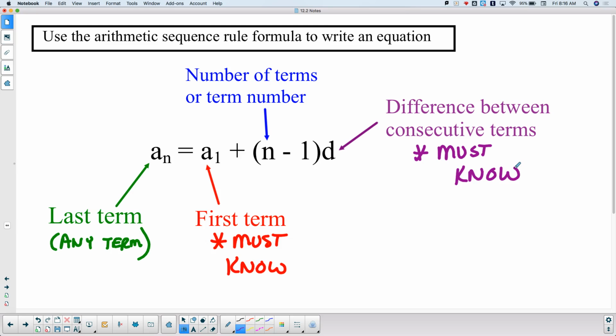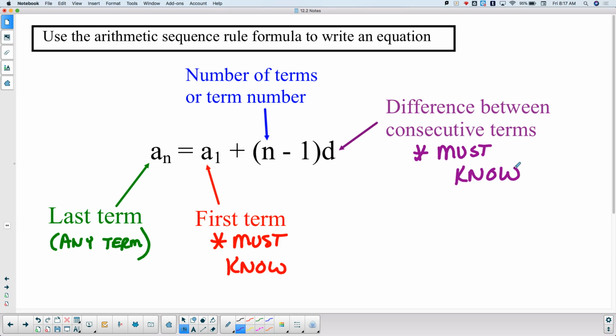And I'll show you where it will be given to you when we get into writing some rules. Or when it is finding a specific term number, that is. Okay? If you're just writing a rule, n is going to stay n. Okay? So a sub n will stay a sub n, and n will be your variable in your rule.